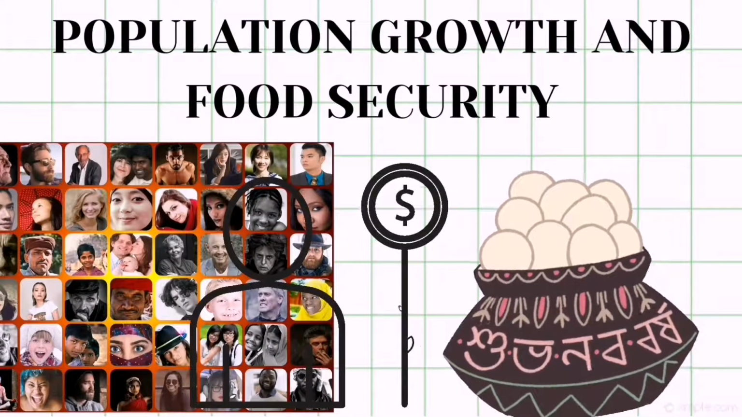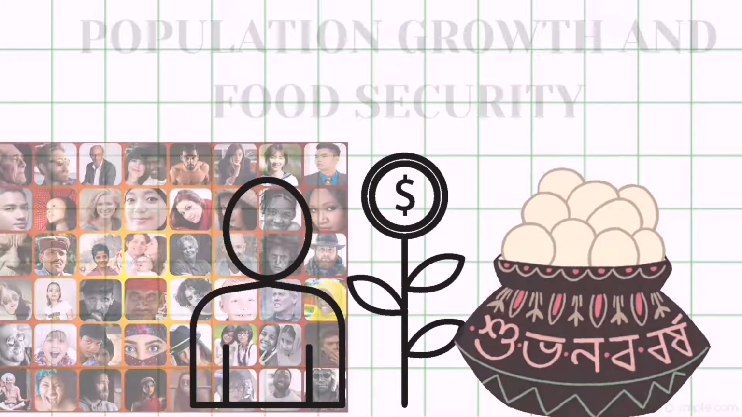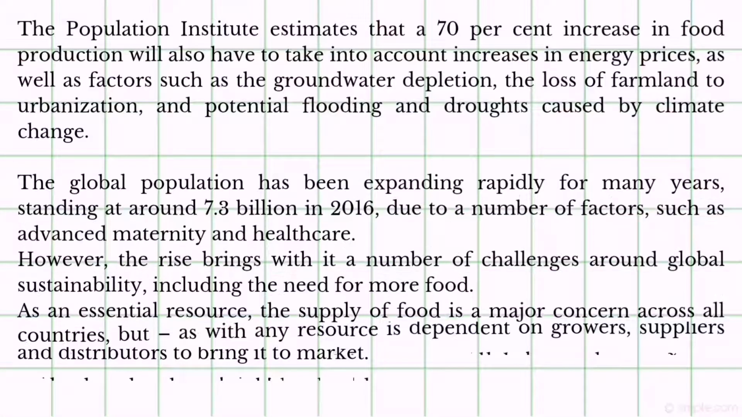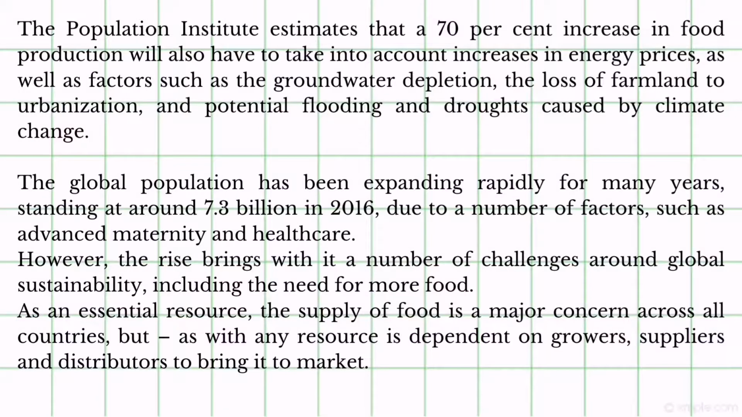Population growth and food security. Ano nga bang ibig sabihin nito? Based on the estimate, 70% ang pagtaas ng produksyon sa pagkain ay kinakailangan, na dapat din isaalang-alang, lalo na sa pagtaas ng presyo ng enerhiya at lalo na ang pagkaubos ng tubig sa lupa, pagkawala ng lupang sakahan sa urbanisasyon at potensyal na pagbaha at tagtuyot ng lupa dahil sa pagbabago ng klima.